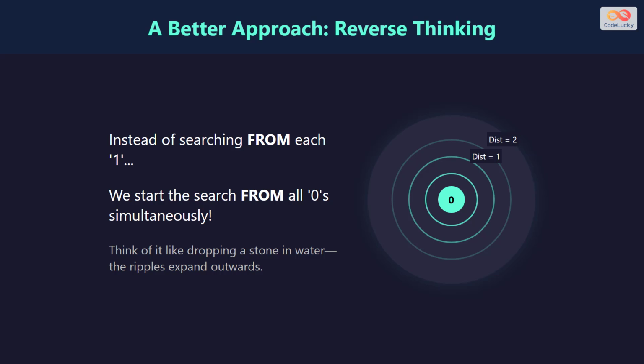Let's flip our thinking. Instead of searching from each one to find a 0, let's start from all the zeros simultaneously and expand outwards. Imagine dropping a stone into water at every 0 location. The ripples, or waves, will expand and hit the ones. This approach is called multi-source breadth first search.